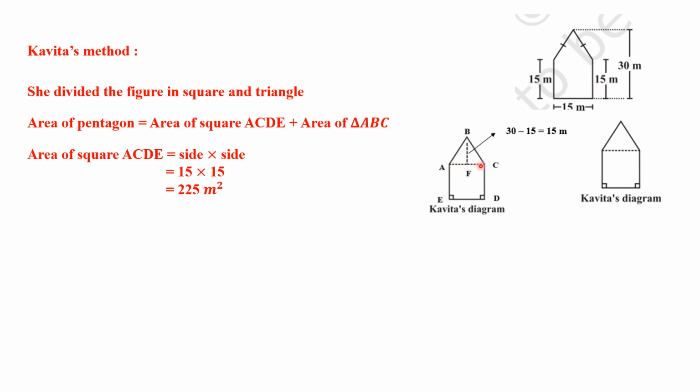So base AC is 15 because this is a square. So all the side measure is 15. Now how to find the height? So height you can find it from here.